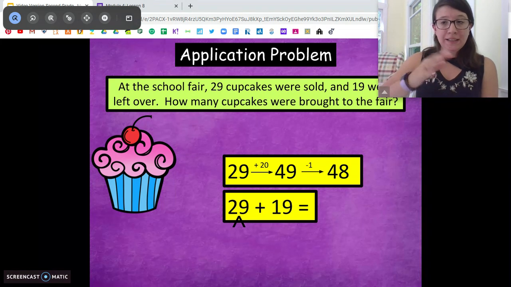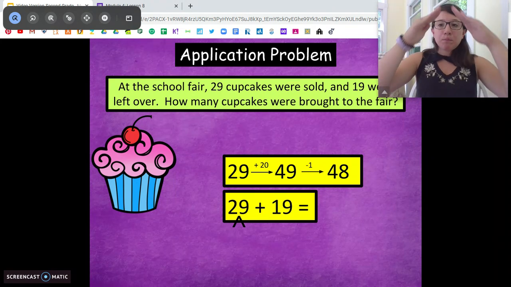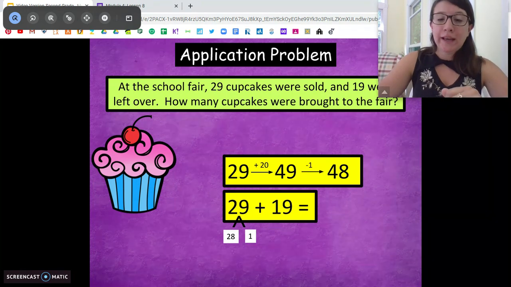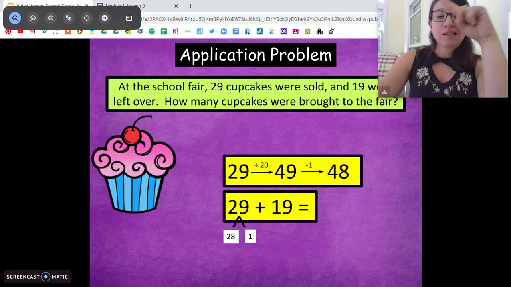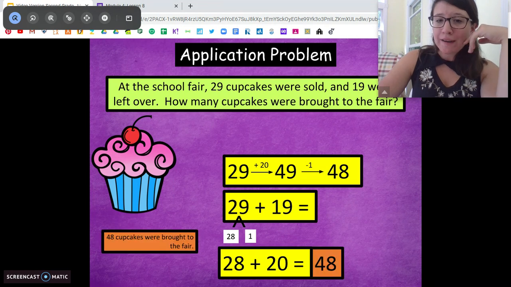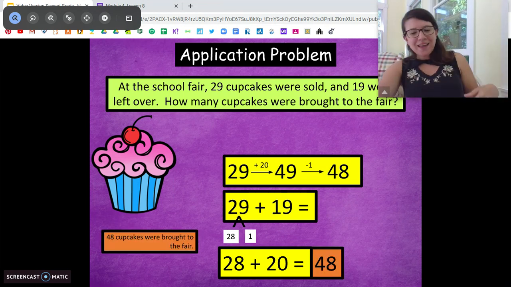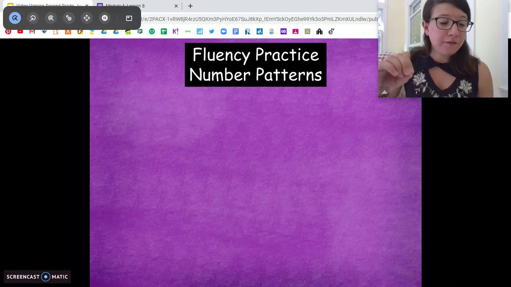All right. Number bond way, you add 29 plus 19. We just said that 19 is 1 away from 20, 1 away from that next 10. So we're going to decompose the 29 into 28 and 1 so that I can add that extra 10. So 19 plus 1 is 20. Add 28 to that, our leftover 28. We get 48. 48 cupcakes brought to the fair. Excellent job.